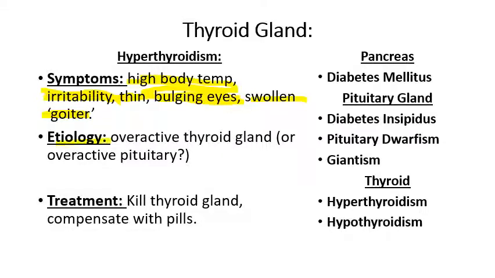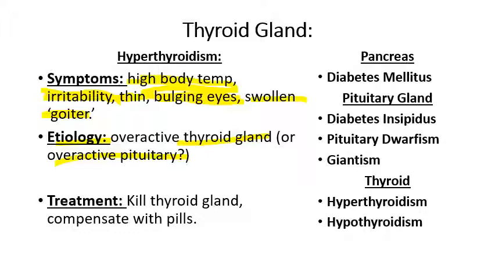And the etiology is that you either have an overactive thyroid gland or you have an overactive pituitary gland that's producing too much thyroid stimulating hormone. Which symptom do you think would be missing if it was actually the pituitary gland that was the problem? If you want to think about that for a minute. The answer is you wouldn't have a goiter if there was a problem with your pituitary gland producing too much thyroid stimulating hormone, as opposed to the thyroid gland producing too much thyroid hormone by itself.